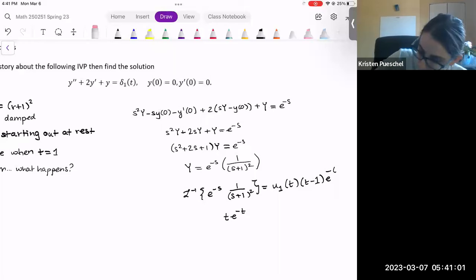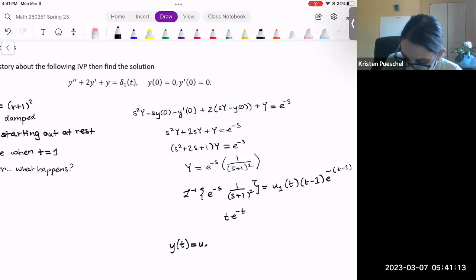Writing an R for right. Okay, so e to the negative t minus 1. Okay, and so this tells us that y of t is u1 of t times t minus 1 e to the negative t minus 1.